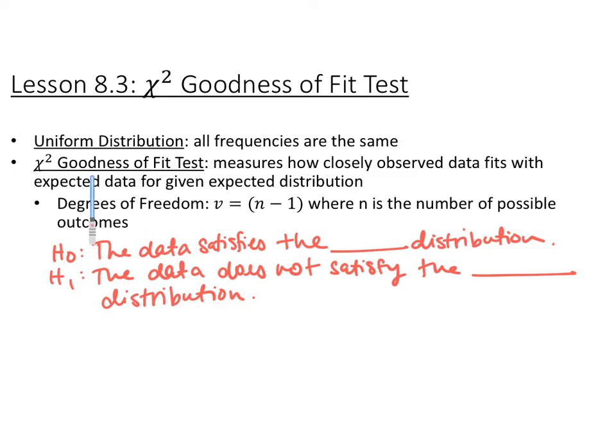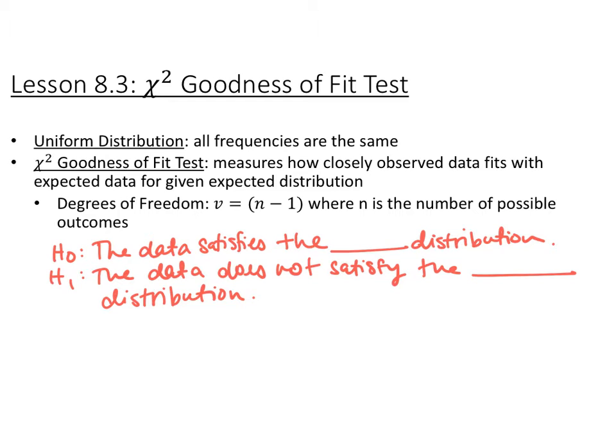The chi-squared goodness of fit test, like I just said, measures how closely the observed data fits the expected data for whatever you would expect that distribution to be. So how well does this data fit a uniform distribution? The way that we calculate degrees of freedom, since there's only one variable for a goodness of fit test, is just how many ever possible outcomes there are minus 1.